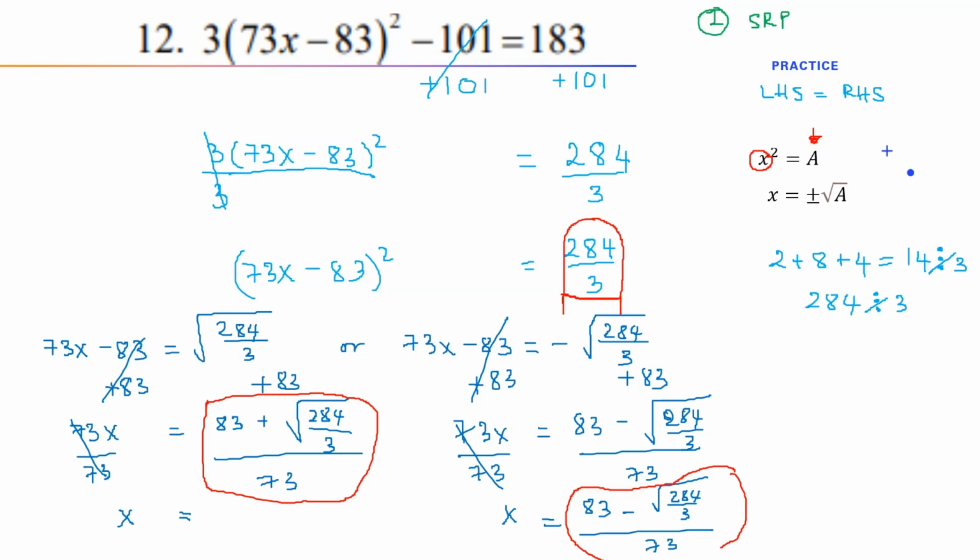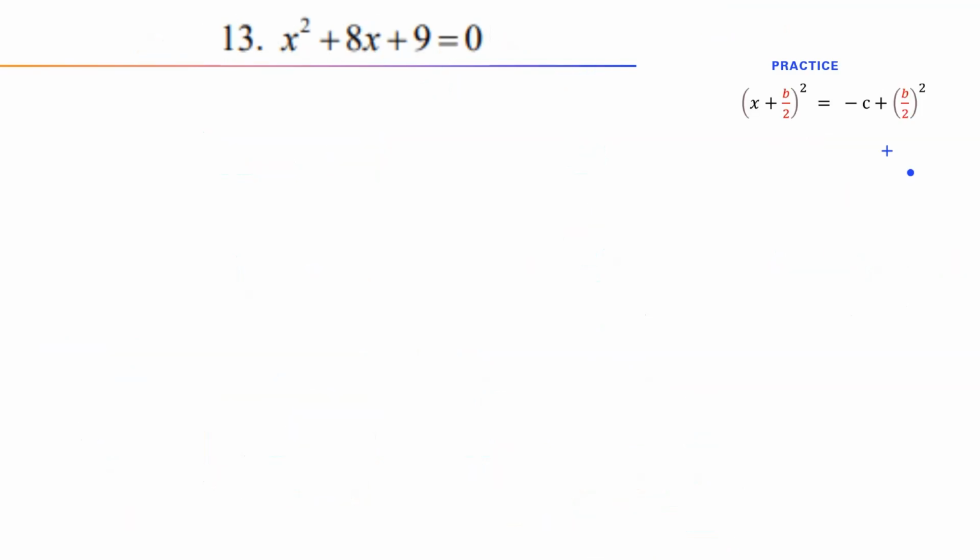All right, next questions. Number 13, we have x squared plus 8x plus 9. Can we factor this one? Check for the square root property: no, there are 3 terms. Zero factor, we have to check it, right? So a equals 1, b equals 8, c equals 9.